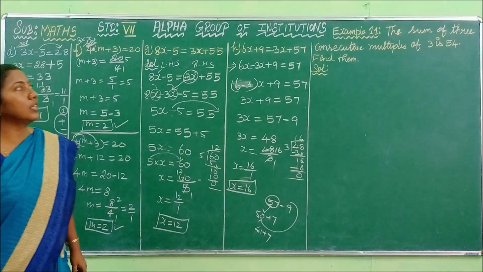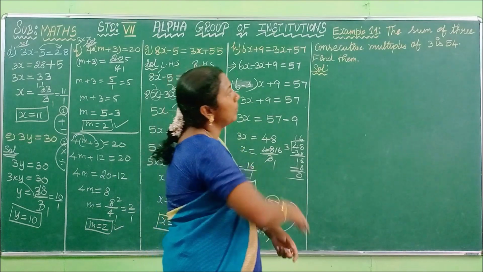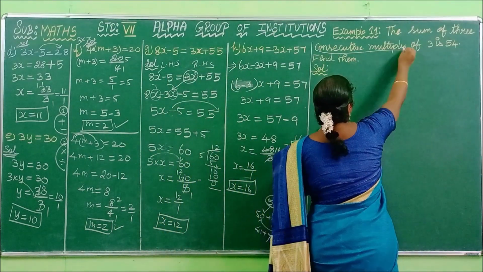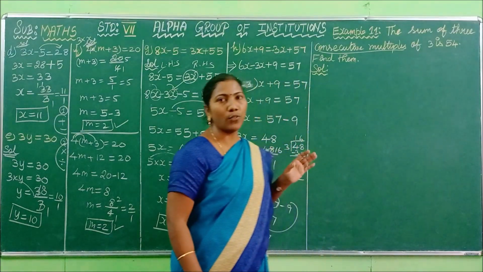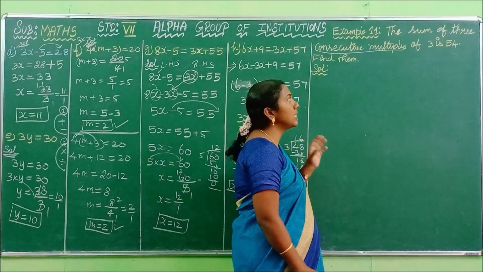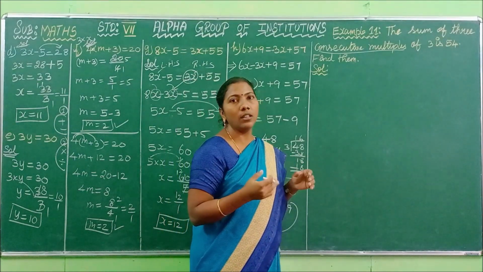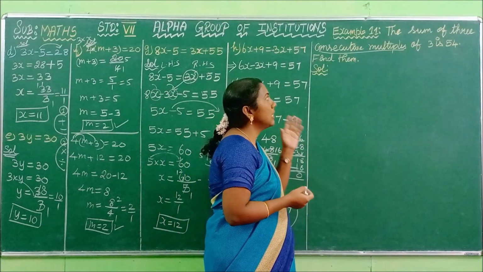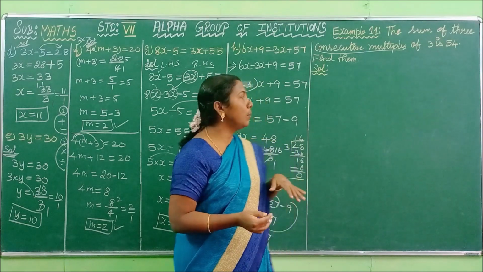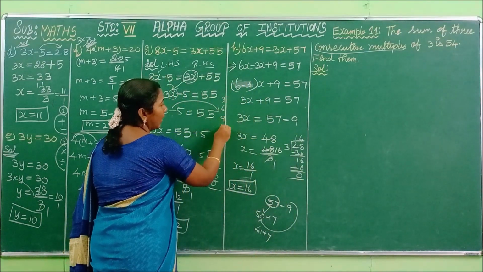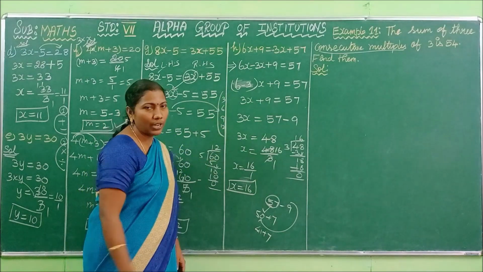Next we are going to see a word problem. Example 11. The sum of 3 consecutive multiples of 3 is 54. Find them. What they are saying is, sum means add. They are adding 3 numbers. What are the numbers? Consecutive multiples of 3. What are the multiples of 3? 3, 6, 9, 12. These are all multiples of 3.